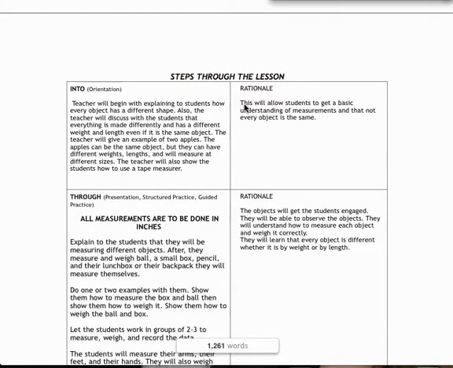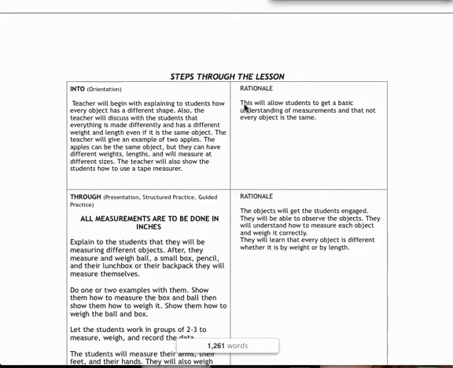In the beginning of this lesson, the teacher will begin to explain to the students how every object has a different shape. The teacher will use an example so that students understand that everything is made differently and everything has a different weight and length, even if it's the same object. For example, 2 apples. They can look the same, but they could have different weights, different lengths, and can be measured at different sizes. The teacher will also show students how to use a tape measure.